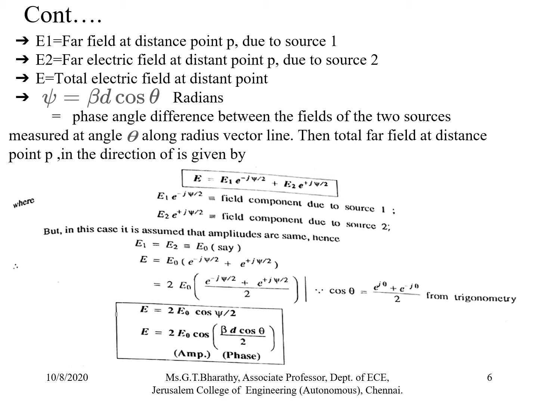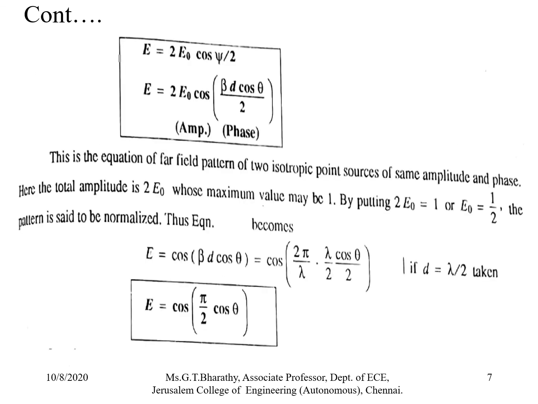we get E is equal to 2 E0 cos of beta d cos theta by 2, where 2 E0 is the amplitude and cos of beta d cos theta by 2 becomes the phase of the total electric field. So this equation is the far field equation of two isotropic sources where the amplitude is going to be same and they are in phase with each other.